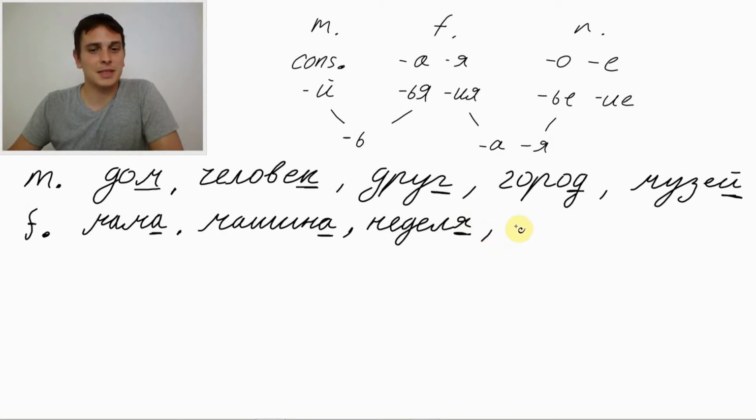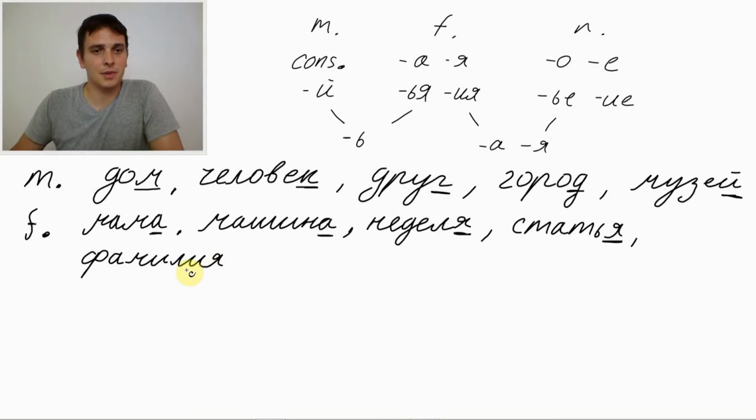Now, статья. Статья is article. Article in a newspaper, a scientific article. Статья. Ends in ya, it is female. Then, familia. Familia is surname. Ends in iya, meaning it's female. Familia. So now we got most of the endings. So soft sign ya, статья, female, familia, iya, female.